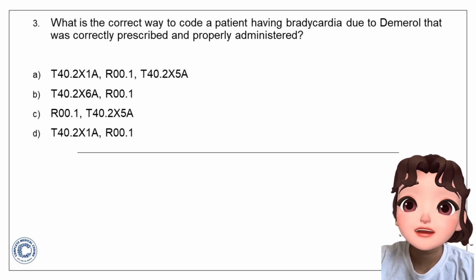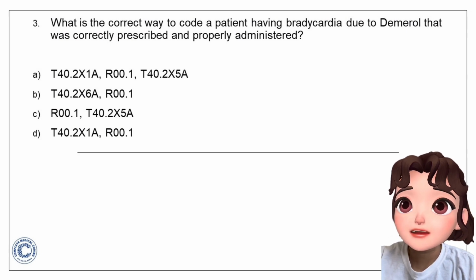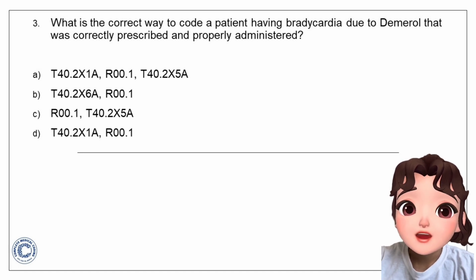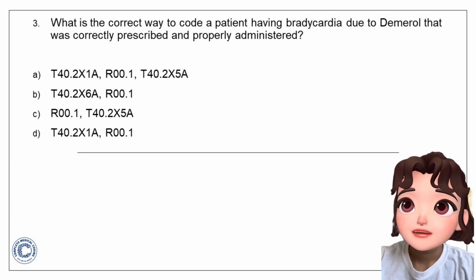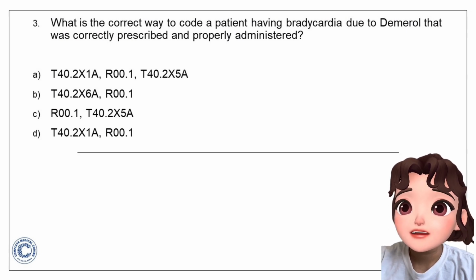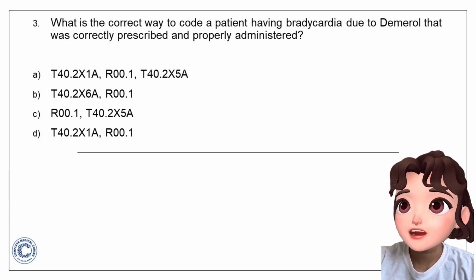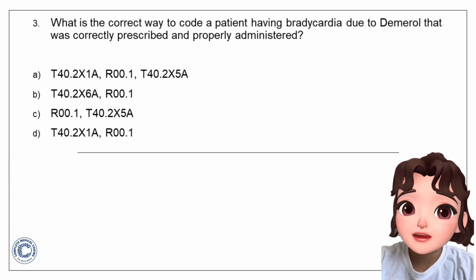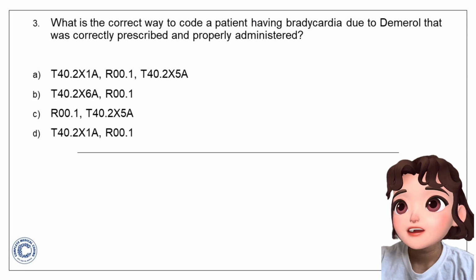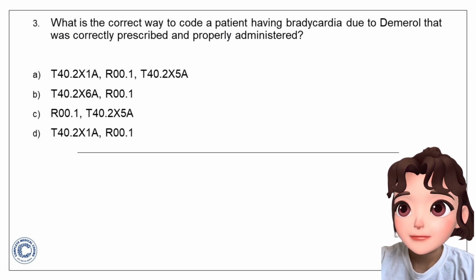That's why I told you initially the question seems simple, but is a little confusing. You have to code the exact T code. Since this is not underdosing, not overdosing, not unintentional, not accidental, you have to code the adverse effect because, as mentioned in the documentation, it's clearly written that the drug was correctly prescribed and properly administered. So it means it's an adverse effect, a side effect of the drug. So you have to code T40.2X5A.